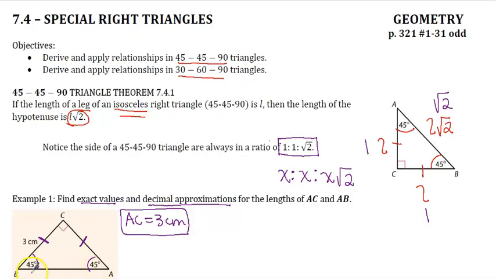AB, however, is the hypotenuse. So that goes back to the ratio. These two sides are equal, so they're both 3. So this other side is going to be 3 times the square root of 2. That is what this tells us. If x is the ratio, then we take that x and multiply it by the square root of 2. So AB is going to equal 3 times the square root of 2.